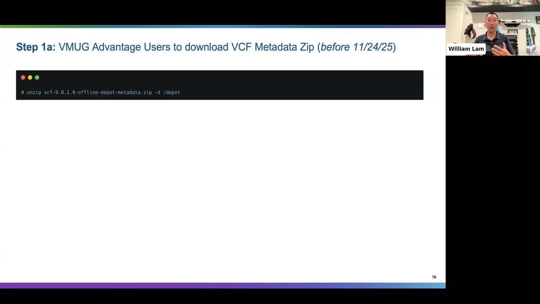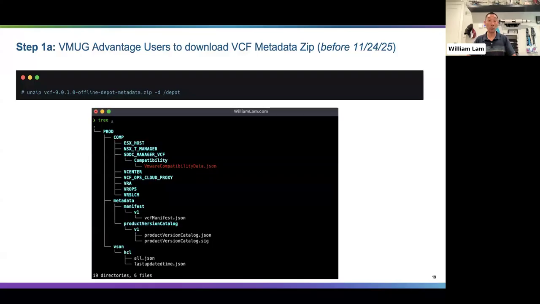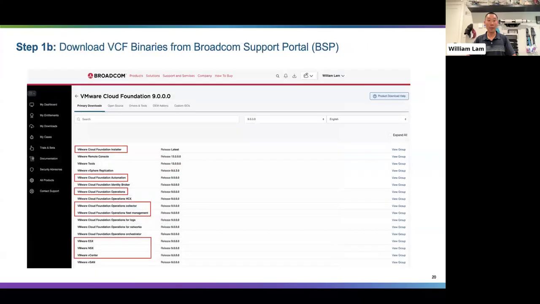One of the things that was not there was the metadata, so we fixed that several months back. Now you can go to the Broadcom support portal, download this metadata, and unzip that into a local directory. When I do that, what you'll see is the same structure, but it's just the metadata files. Then step 2 of that process, or 1B, is to go into the Broadcom support portal, where you're already entitled to download VCF9 software. You download just the components that are needed to deploy the initial stack.